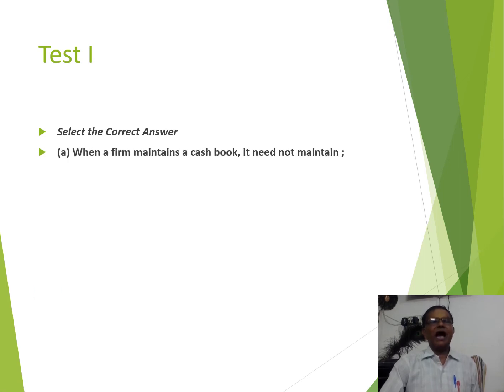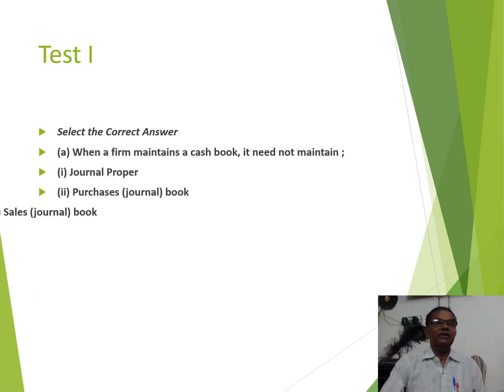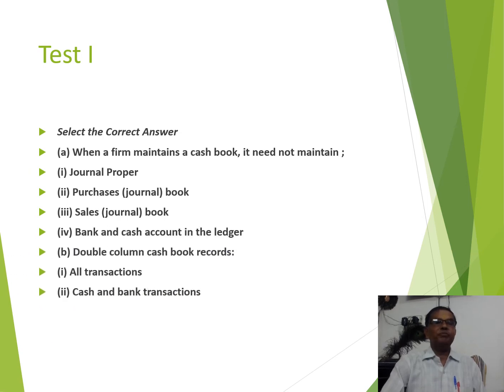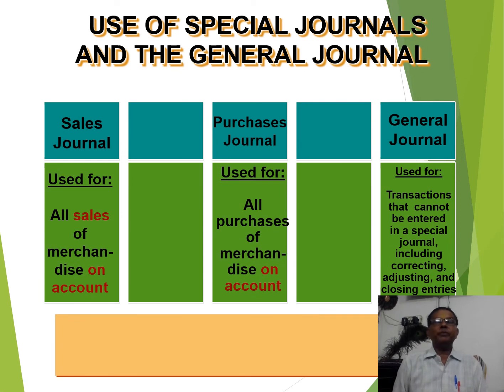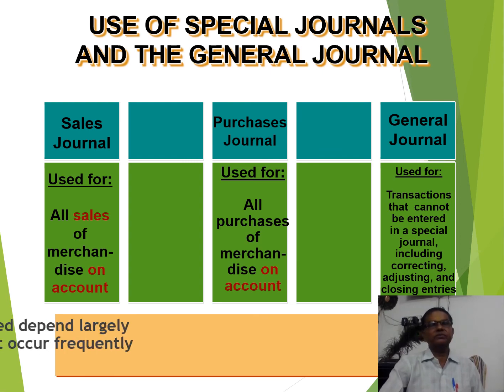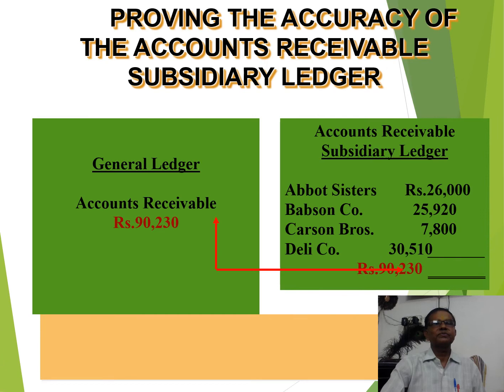So here is another test we have to examine ourselves. Here we have to select the correct answer. Which one is correct? Various options are given. So, use of a special journal and the general journal: sales journal, purchase journal and general journal, as we have discussed. So how can we test?